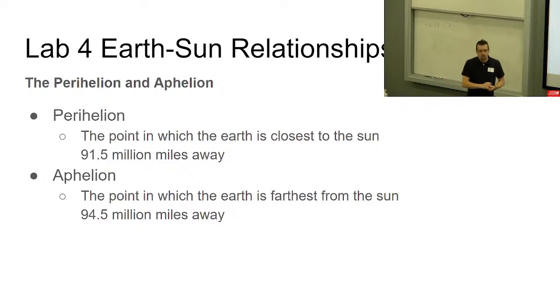All right, so we know that our orbit is not perfectly circular, right? It is elliptical. And we have moments where we are many million miles closer to the Sun than we are at other parts of the year. So the point at which we are closest to the Sun is the perihelion, okay? And at that point, we are 91.5 million miles away.